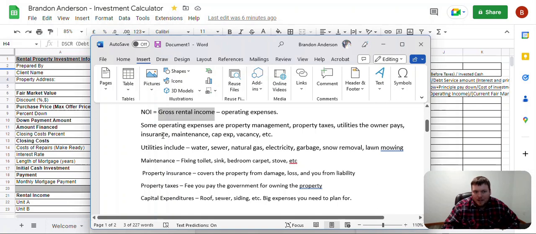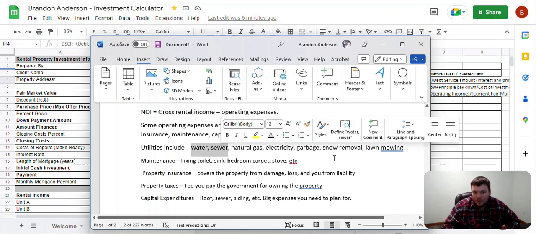Well, what are those? Some of them are utilities that are included, of course, the ones you're going to pay, not the tenants. Your maintenance, property insurance, property taxes, capital expenditures. And you can see I typed up kind of what they are. So utilities could be anything from snow removal, lawn care, garbage, electricity, natural gas. Generally, I would say water, sewer, garbage, and lawn care and snow removal are your top ones.